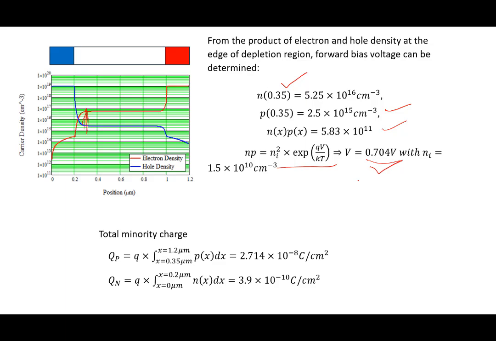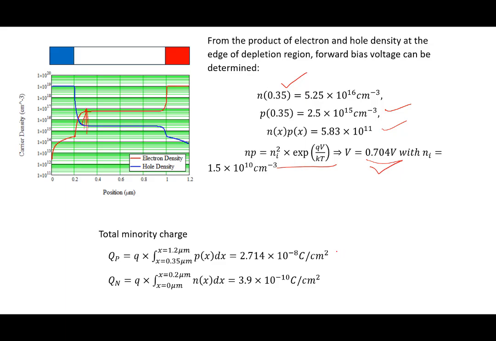I've not looked at which one is more error prone at this stage. Either way, if you've attempted to calculate through depletion width, that is also okay. If you've attempted through carrier density, that is also okay. Whichever way you've tried to calculate the voltage.